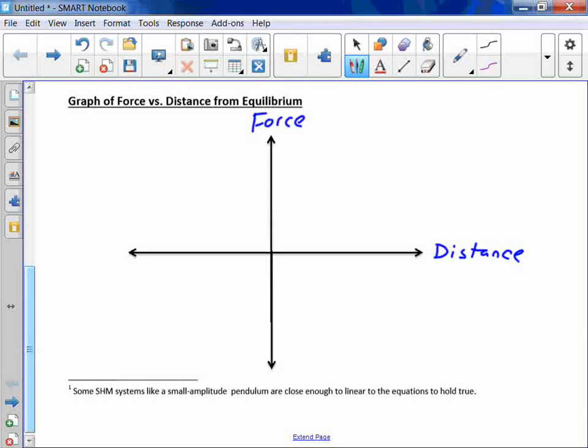If the force has to be always pointing towards equilibrium, and we're on the left side of equilibrium, then is the force going to be positive or negative? If we're calling right positive and I pull the spring this way, what way is the force pulling it? To the right. So when the object is to the left of its equilibrium point, in the negative distance, the force is going to be positive, pushing it back towards its equilibrium point. So we end up with a pretty simple graph.